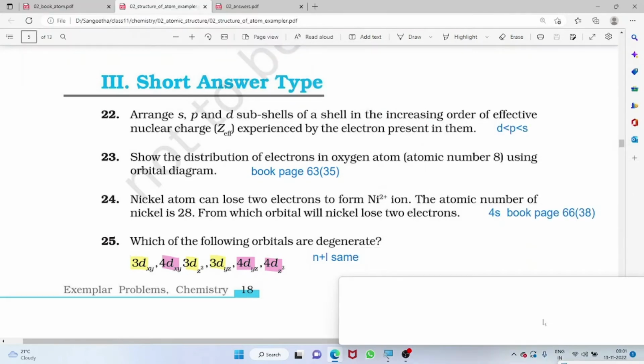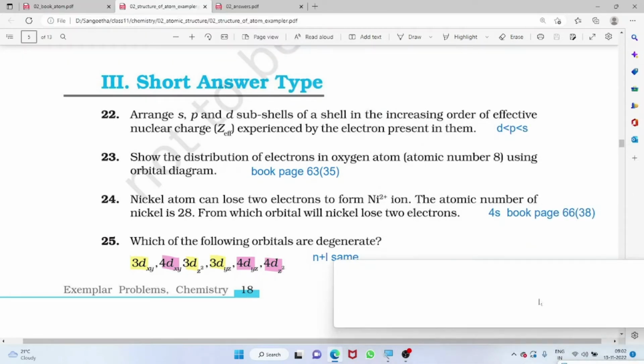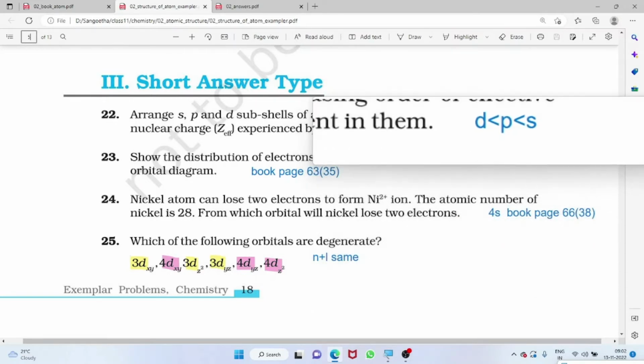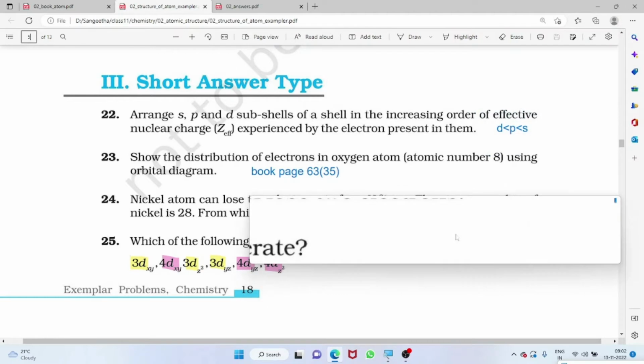Here we will start with question number 22. Arrange s, p and d subshells of the shell in the increasing order of the effective nuclear charge experienced by the electron present in them. The nuclear charge is more in the lower shells close to the nucleus. So this is d is less than p is less than s. So s is having more effective charge.